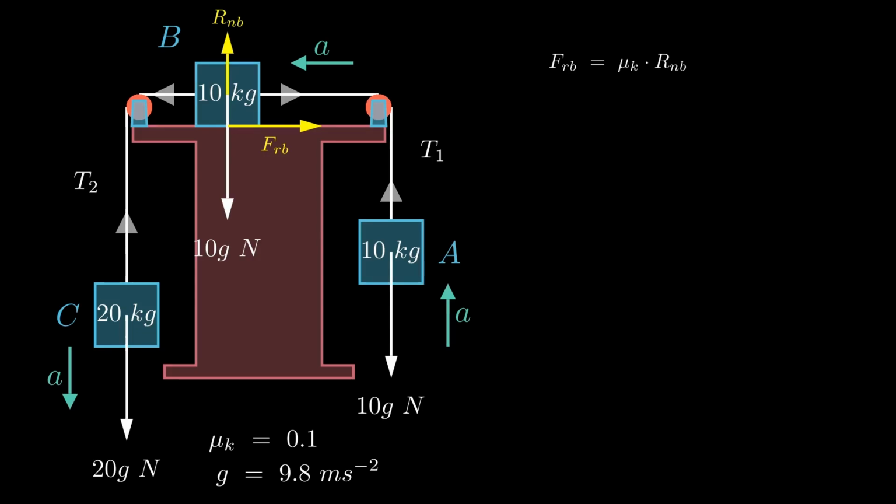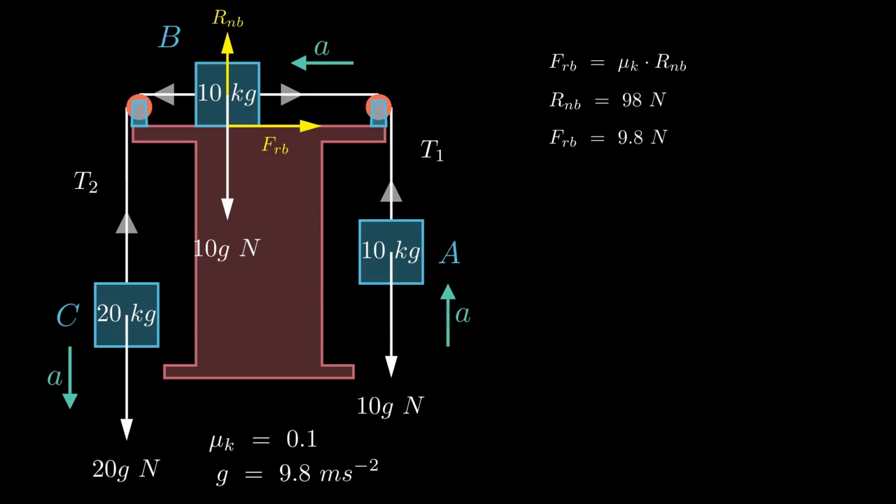Since object B remains stationary in the vertical direction, the net force in that direction must be 0. This implies that the vector sum of the weight of object B and the normal force equals 0, providing a value for the normal force as 98 Newton. Subsequently, we can utilize the friction formula to compute the friction that opposes the motion of object B.